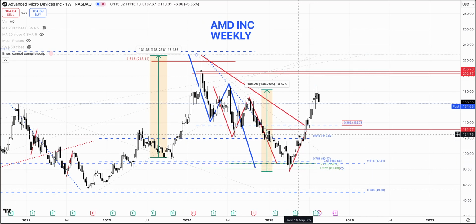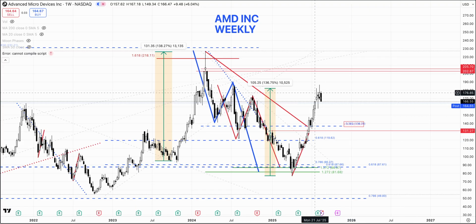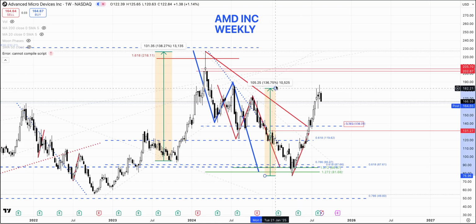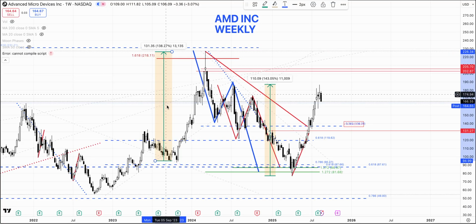And once we broke this big one, that was the sign that this market is actually ready to move higher, and it did. One of the interesting things is that this rally has gone up 143%, which is very similar to the rally which took place right here, and then we saw a big correction.